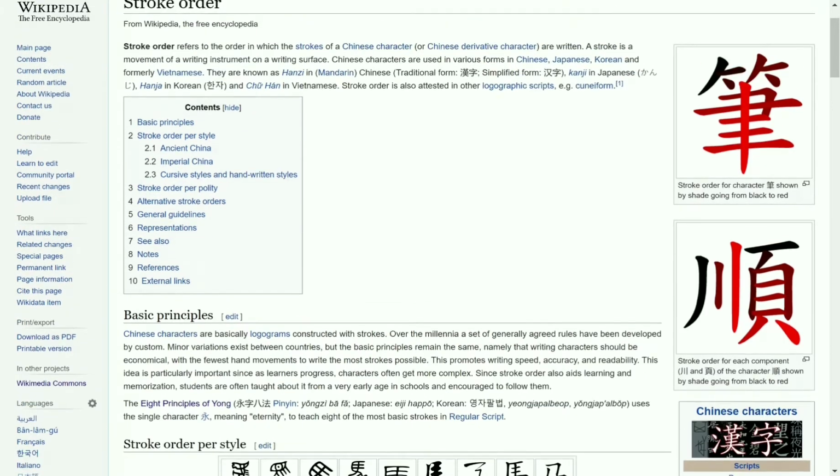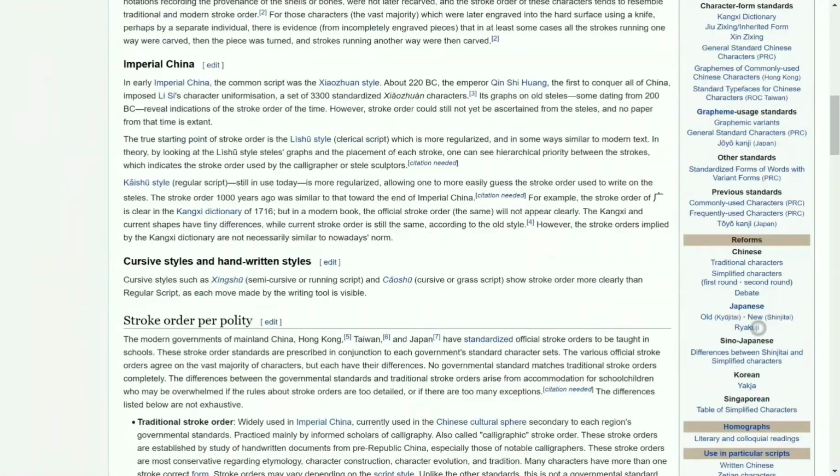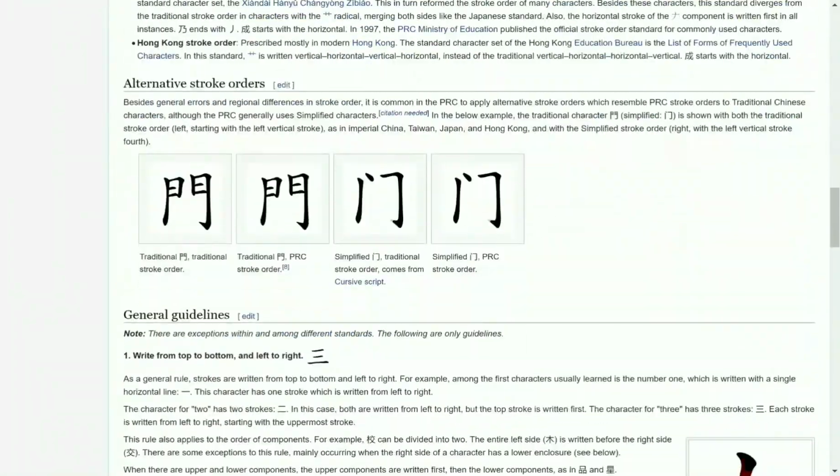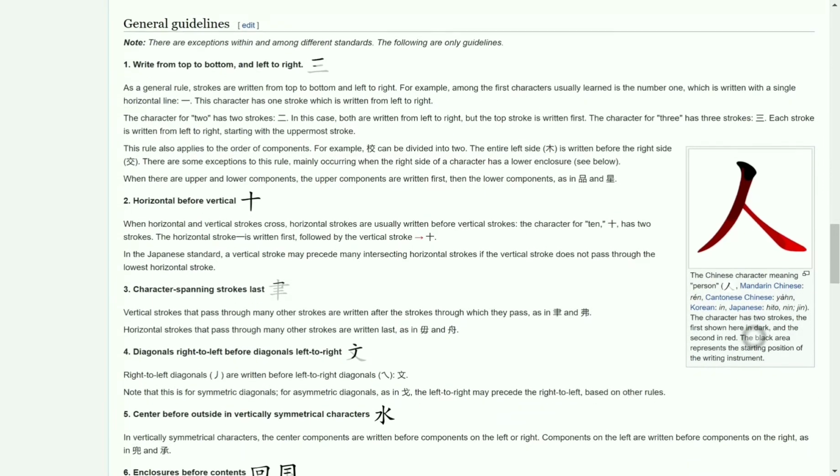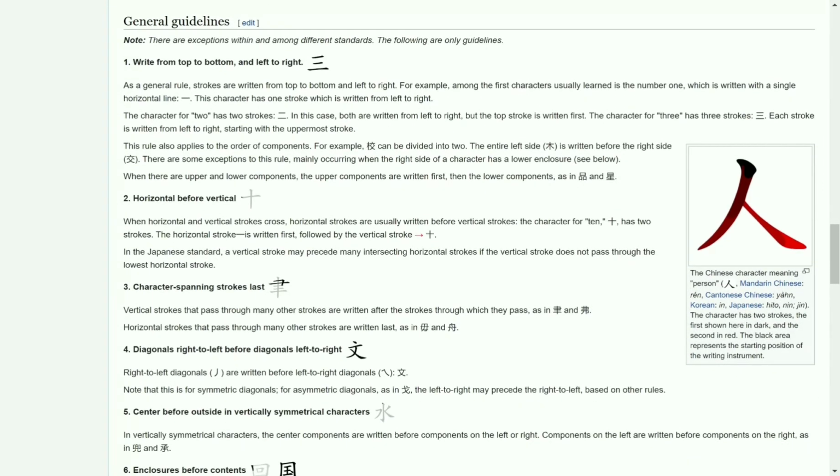Now, if we just scroll down the page up until here, general guidelines for stroke order, and they also make it clear that there are exceptions within and among different standards. However, these general guidelines are very useful and it's a very good summary in terms of the stroke order. Now let's look at the first one.